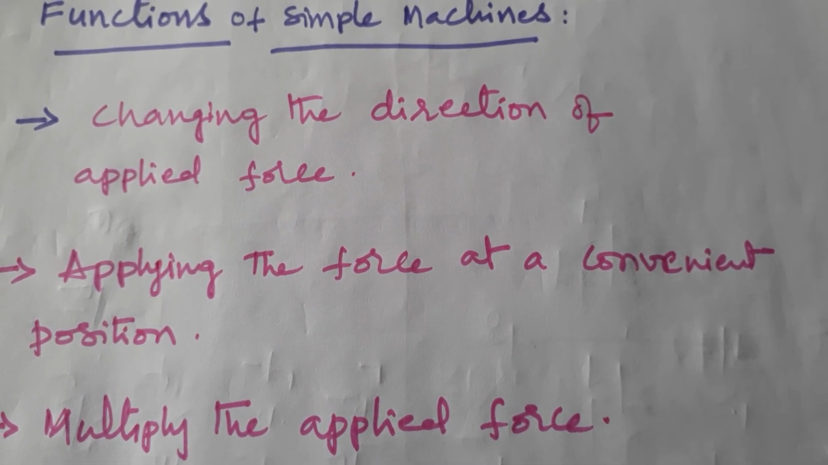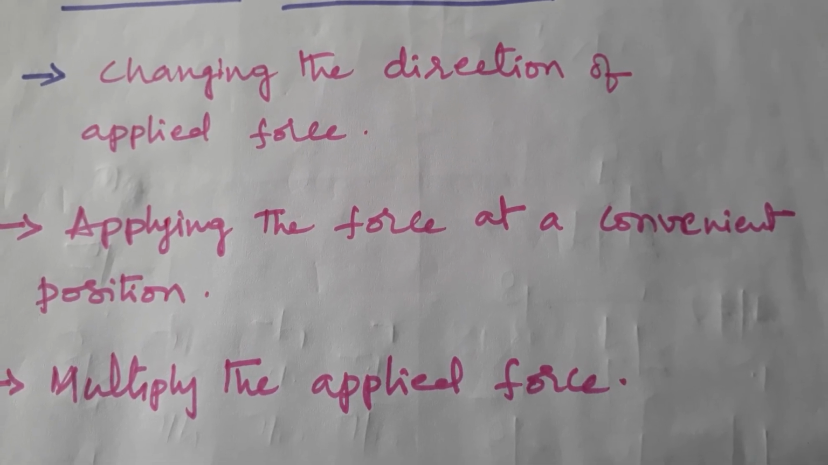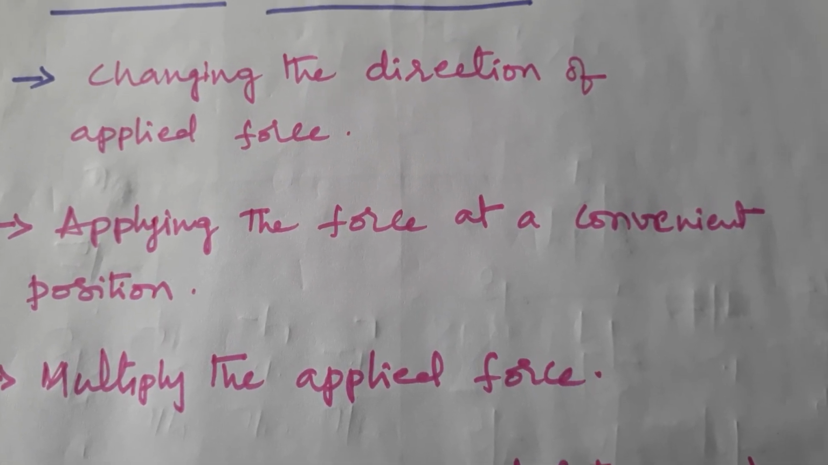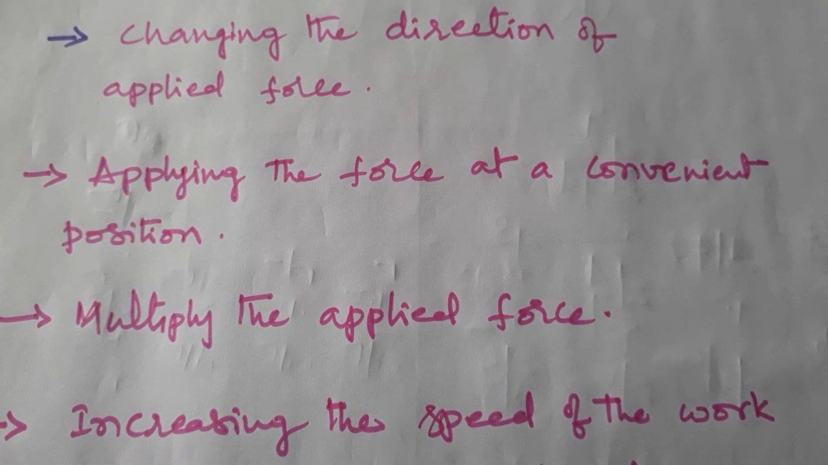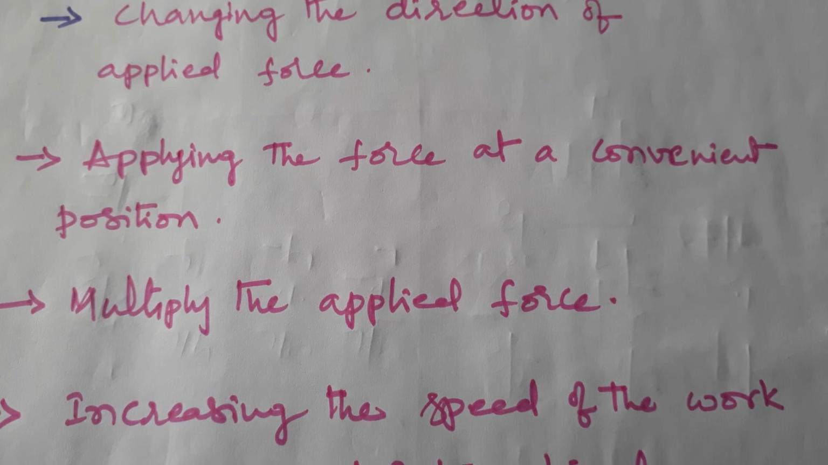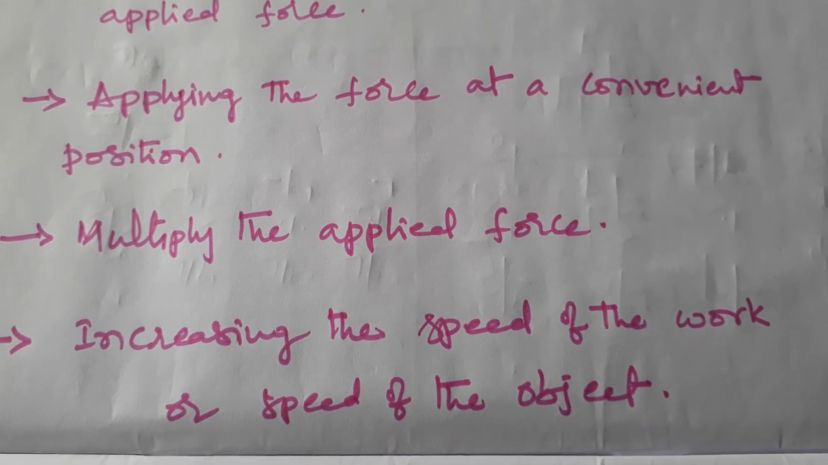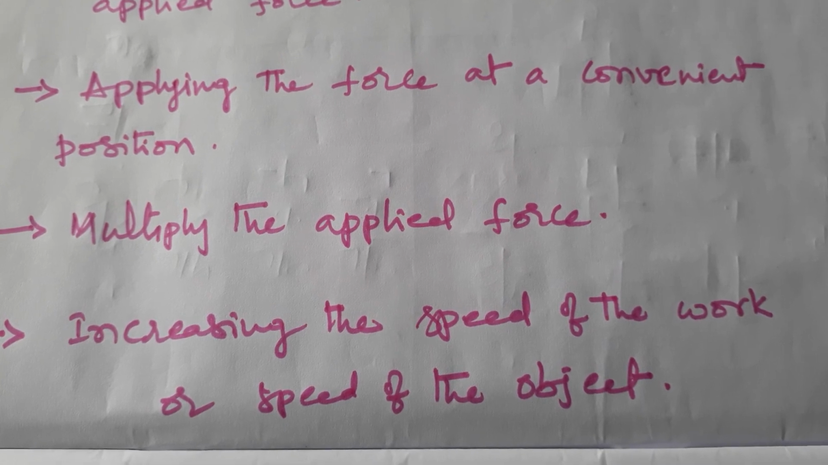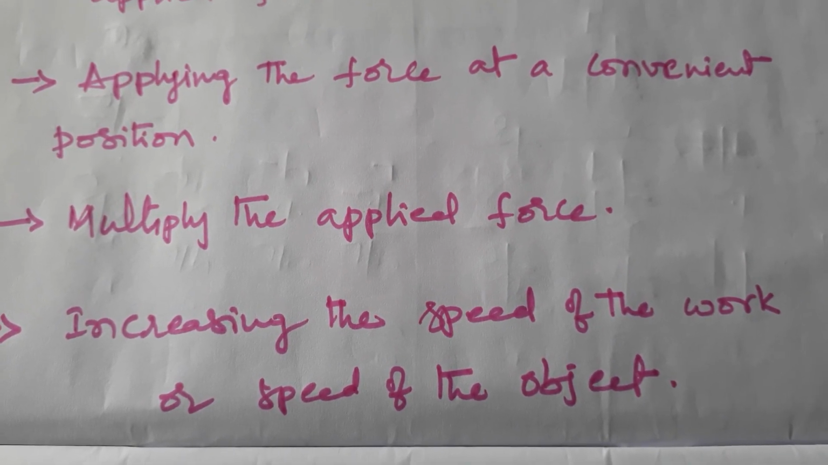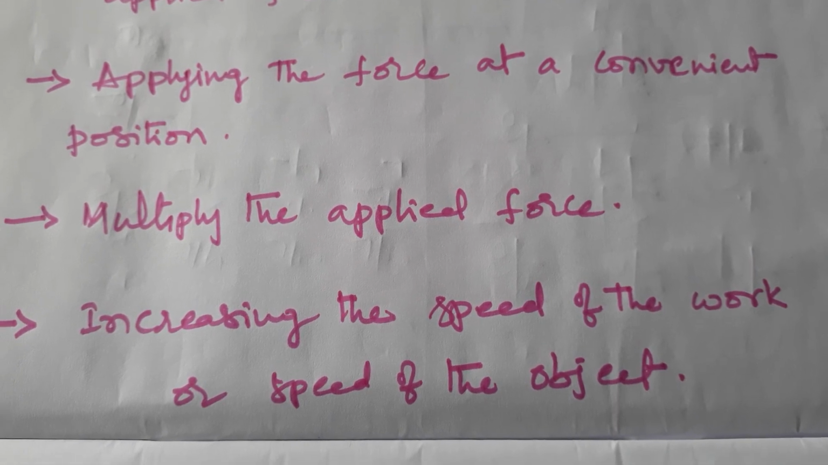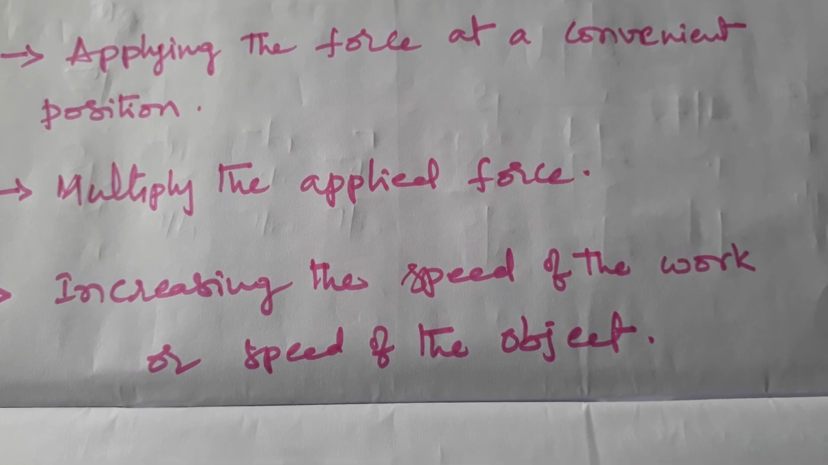Once again, I am reading only the functions. Changing the direction of the applied force. Example, pulley. Applying force at a convenient position. Example, applying force on the pedal to rotate the tire. Multiply the applied force. Example, a jack multiplies our force to lift the car easily. Increasing the speed of the work or the speed of the object.